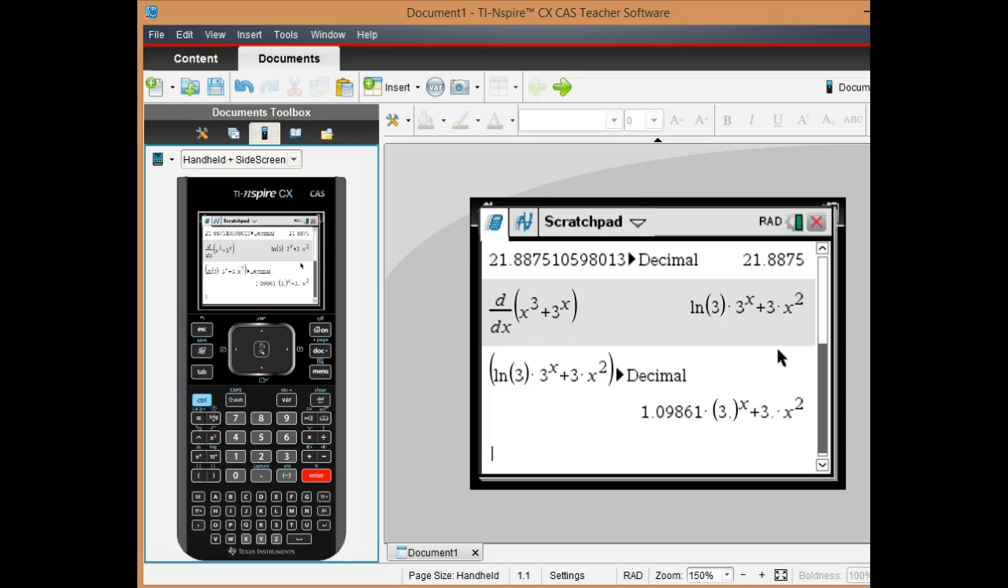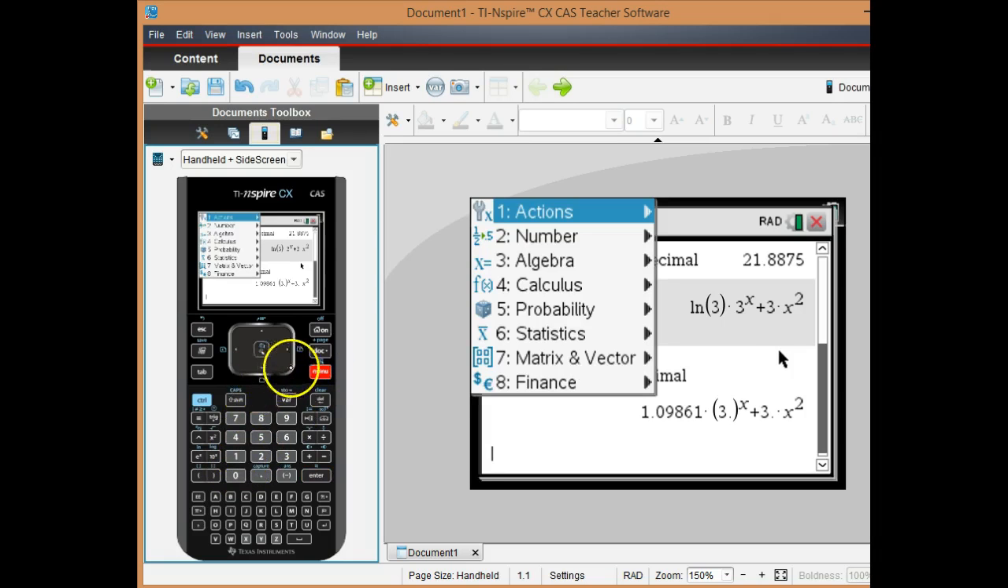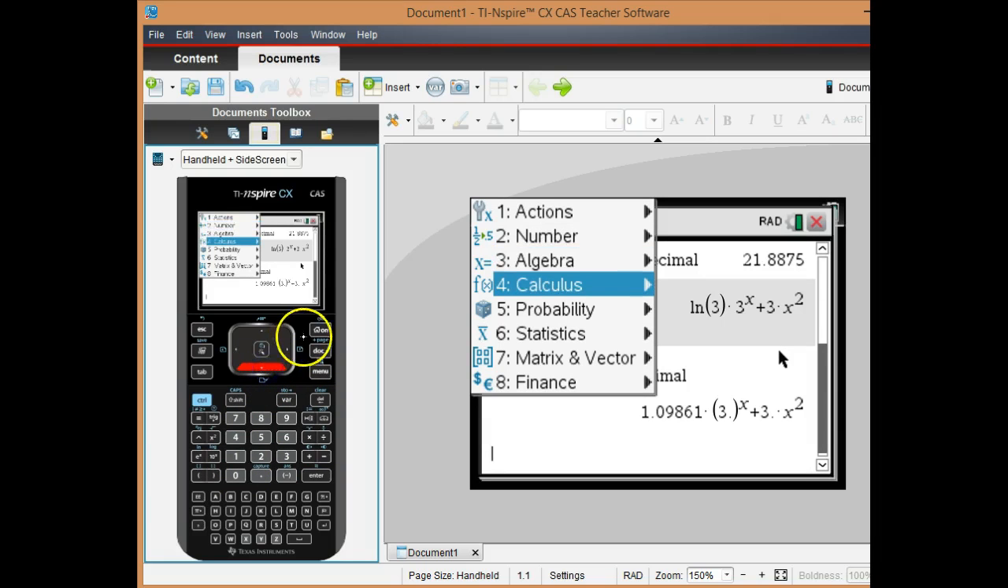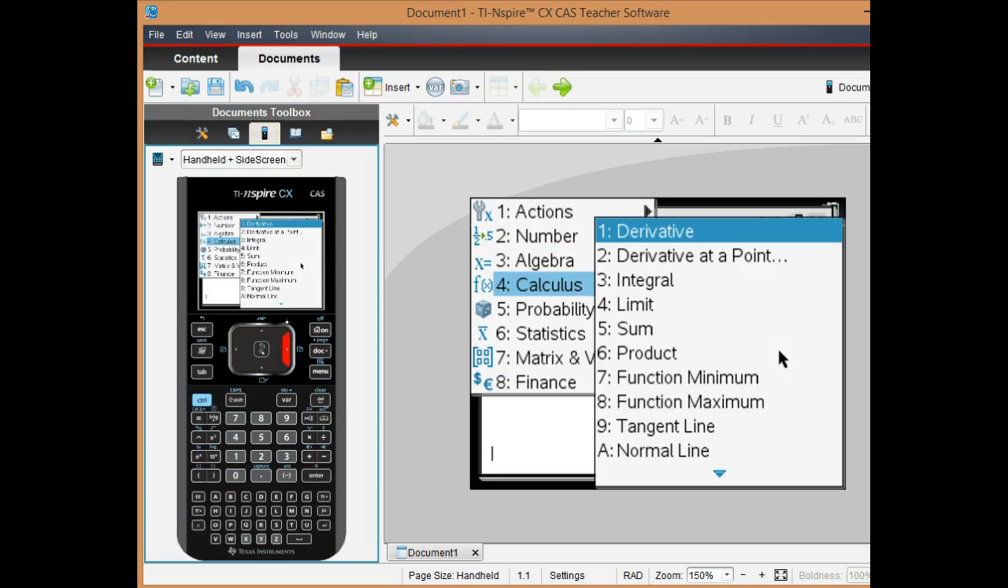Okay, so now we're going to do the same thing. We're going to go back to the menu. Go down to calculus, and check out the different options. While we're here, you guys, look at the different things that this can do. It can do limits. It does factoring. We can find the derivative at a point. Check out number 9. It also finds a tangent line.